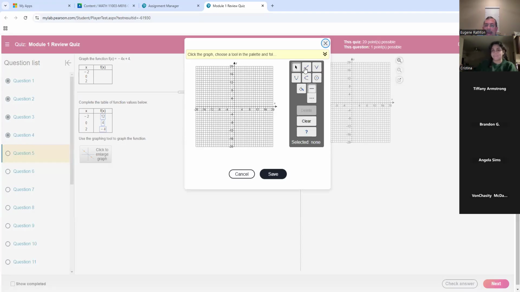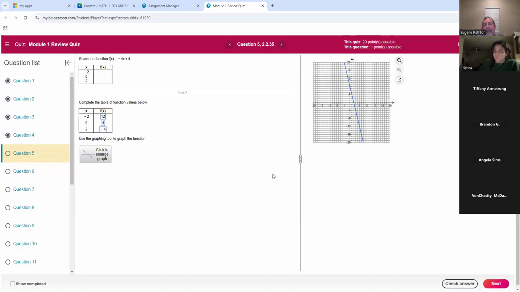Number 5 will be the line tool with 2 points on it. And I said I was doing 0, 4, I think it was. And then 2, negative 4. Okay, got my 2 points. Save that, and then move on.